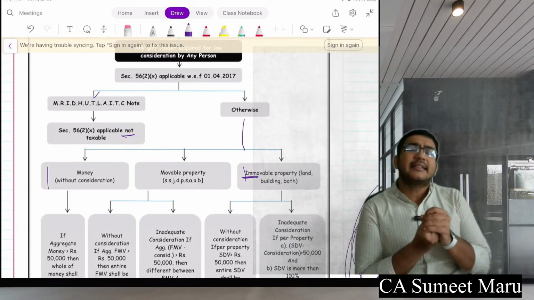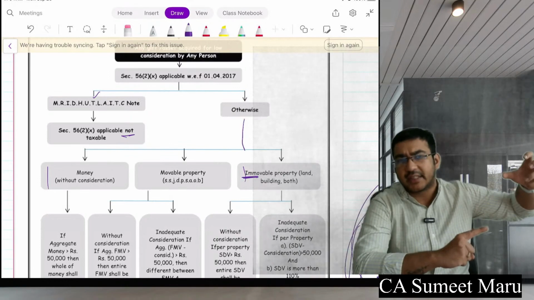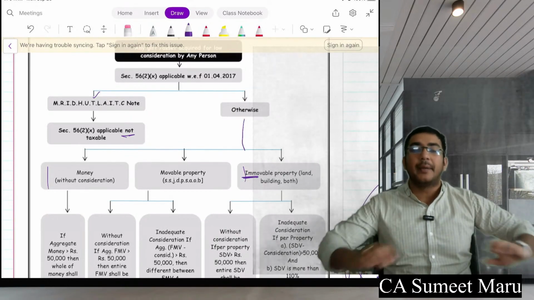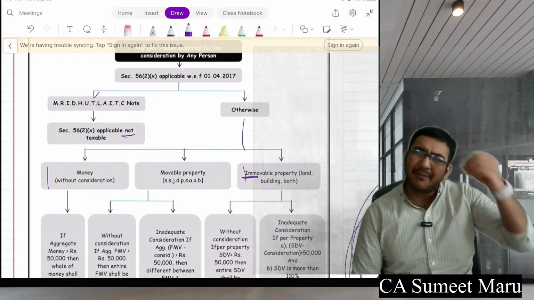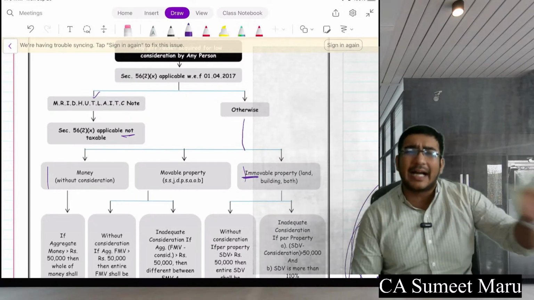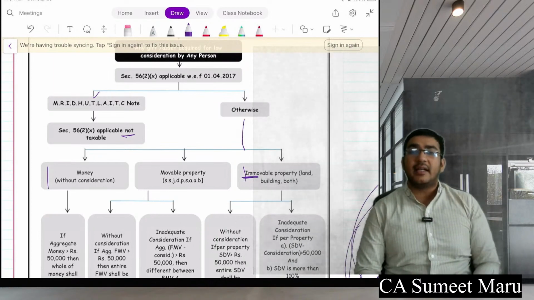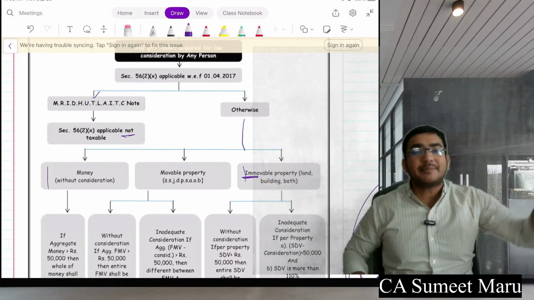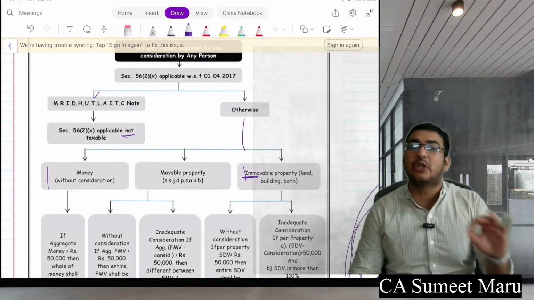If you get this gift from any of these givers, or any of these conditions applies when you have received this gift, it is going to be absolutely exempt. Whatever it may be, a Mercedes, a BMW, gold, jewelry, diamond, even the Kohinoor diamond, it is going to be fully exempt. If not in one of these situations, then divide it into three parts. The first part is cash. Total cash received in a year up to 50,000 is absolutely exempt.